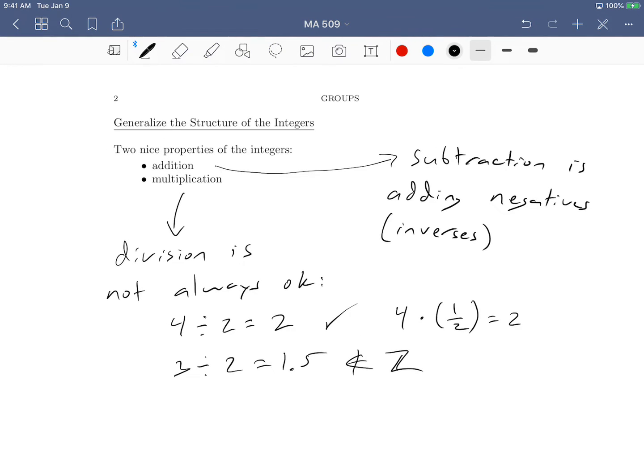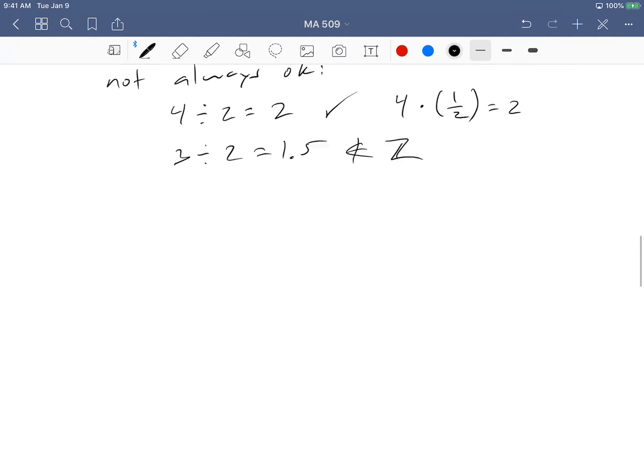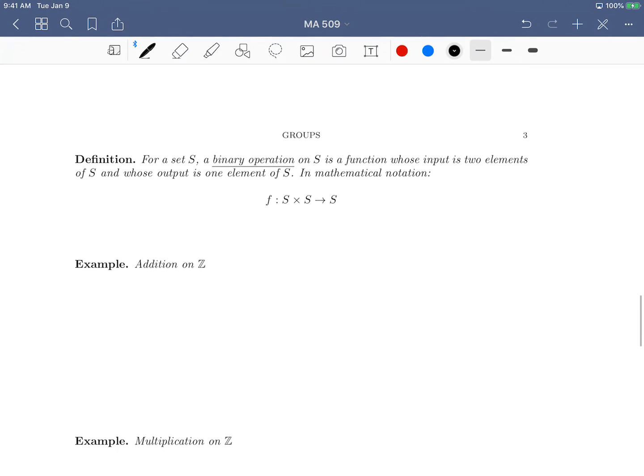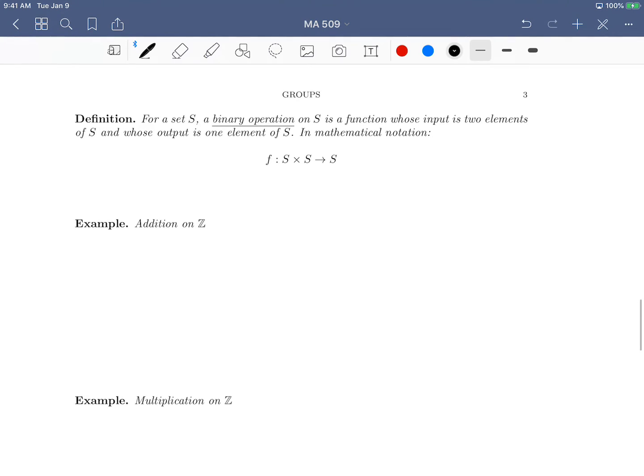So we want to think about, are there sets that are like the integers? Are there sets that also have addition and multiplication? So here's our first step toward setting up these rules to find other sets that are like the integers in this way.